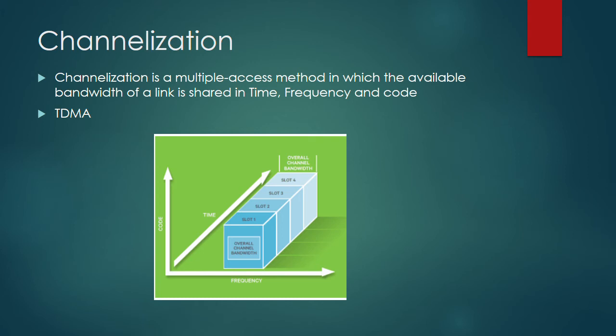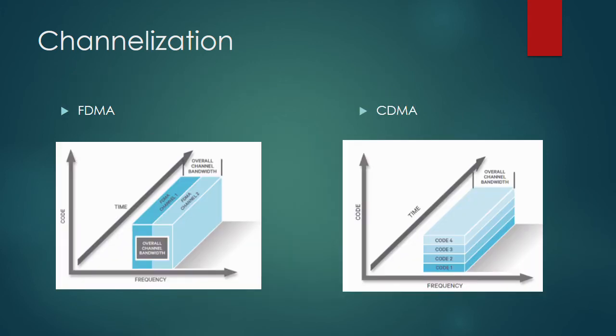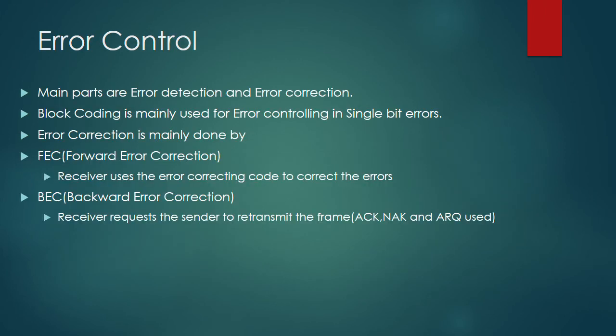Channelization is a multiple access method in which the available bandwidth of a link is shared in time, frequency, or through code. So the available bandwidth is shared in time, frequency, and code. So we can see TDMA, time division multiple access, and FDMA, frequency division multiple access, and CDMA, code division multiple access.